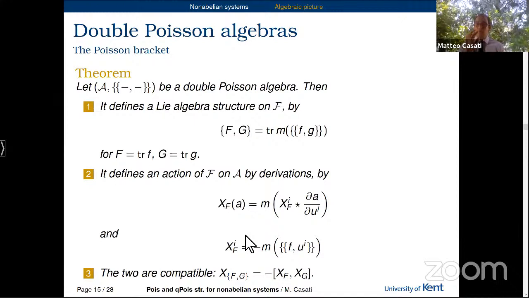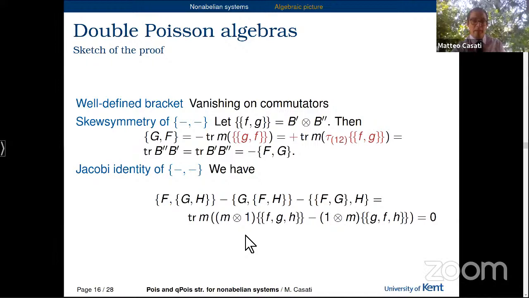So for ODEs, that works nicely. You have that double Poisson algebras define proper Poisson brackets, in the sense of integrable system people, on the space of local functionals. We are very happy about it. And there is a proof that I don't have time to discuss, and examples that I don't have time to discuss.